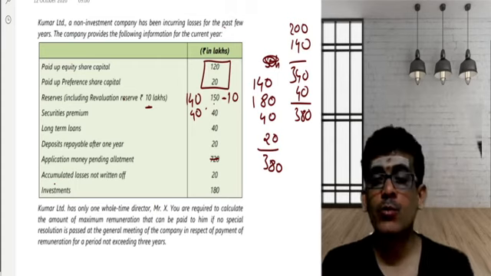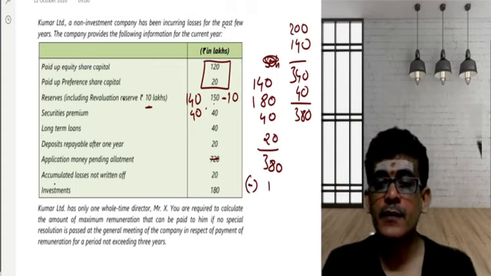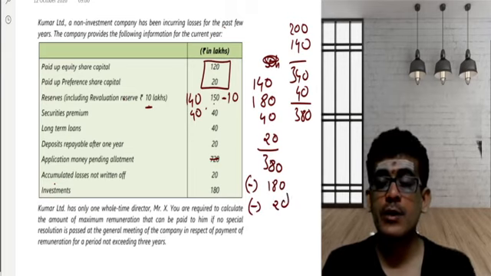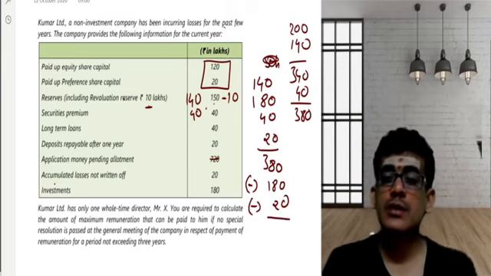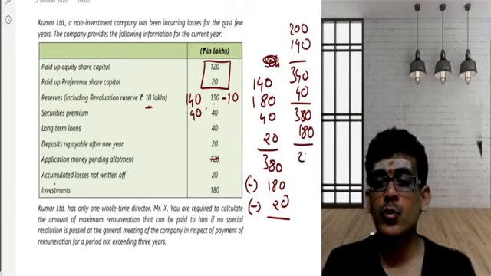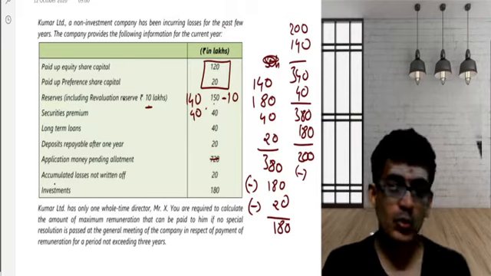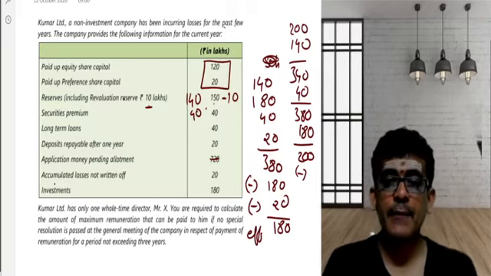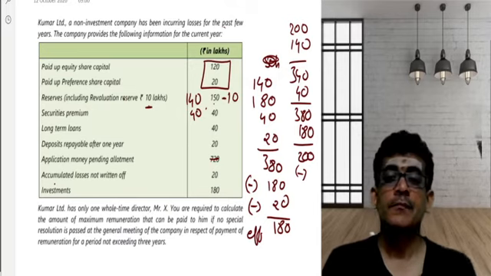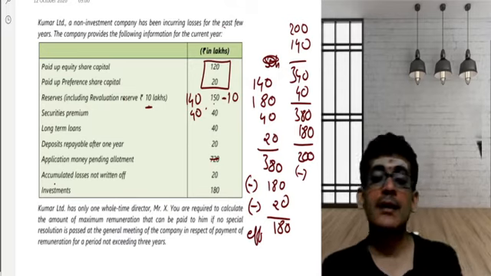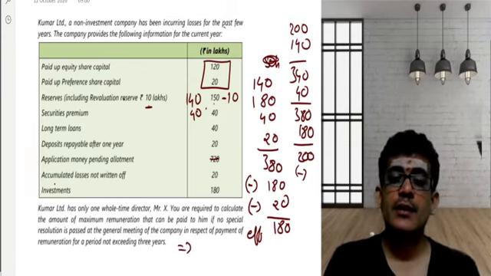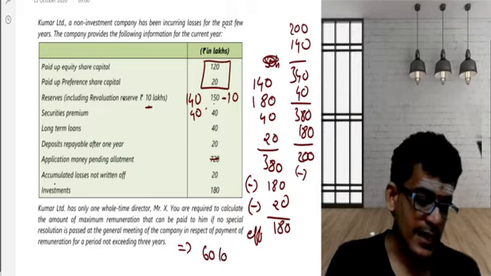Then from this 380, I will reduce my investments amounting to 180, and I will also reduce my accumulated losses amounting to 220. So 380 minus 180 will give you 200. 200 minus 20 will give you 180. So your effective capital is 180 lakhs. So ultimately less than 5 crores. As your effective capital is less than 5 crores, the remuneration is going to be 60 lakhs.